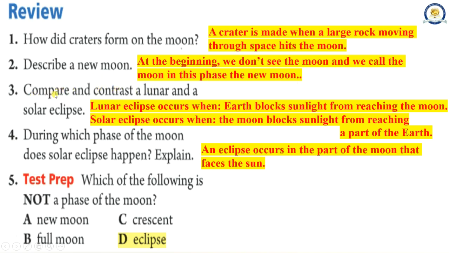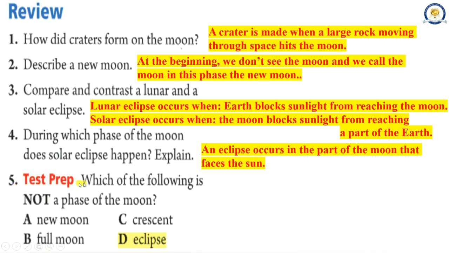3. Compare and contrast a lunar and a solar eclipse. Lunar eclipse occurs when Earth blocks sunlight from reaching the moon. Solar eclipse occurs when the moon blocks sunlight from reaching a part of the Earth. 4. During which phase of the moon does solar eclipse happen? Explain. An eclipse occurs in the part of the moon that faces the sun.